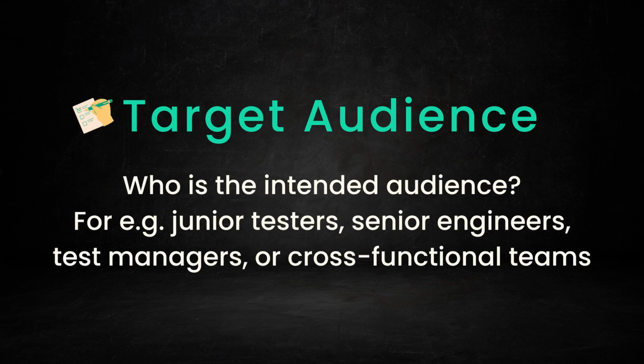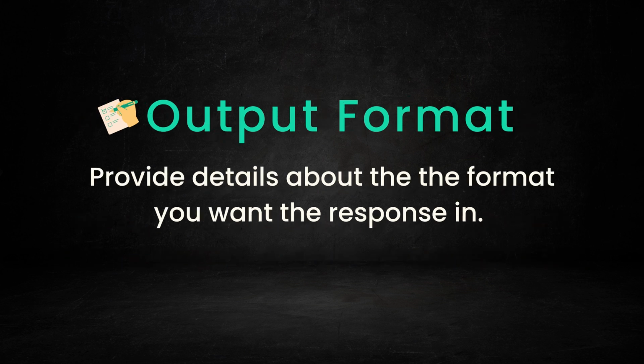Let AI know if the output is meant for junior testers, senior engineers, test managers, or cross-functional teams. This helps the AI tailor responses to match the experience level, tone, and expectations of your intended QA audience. Consider providing the format you want the response in, such as bullet points, a summary, or a numbered list. This will help guide the AI model in generating a response that aligns with your desired structure, saving you time and effort in formatting it later.